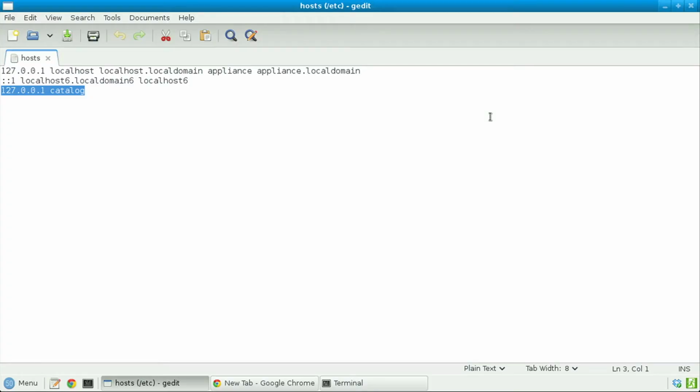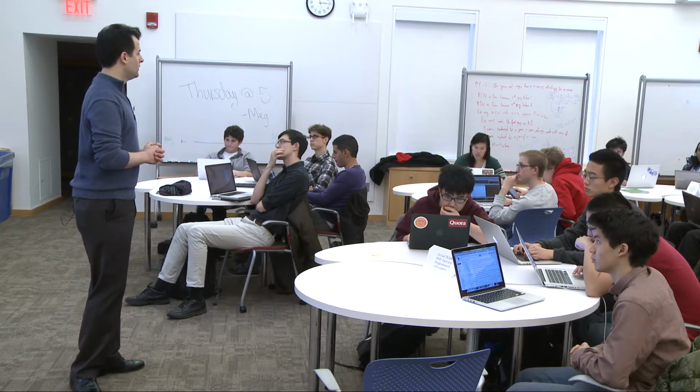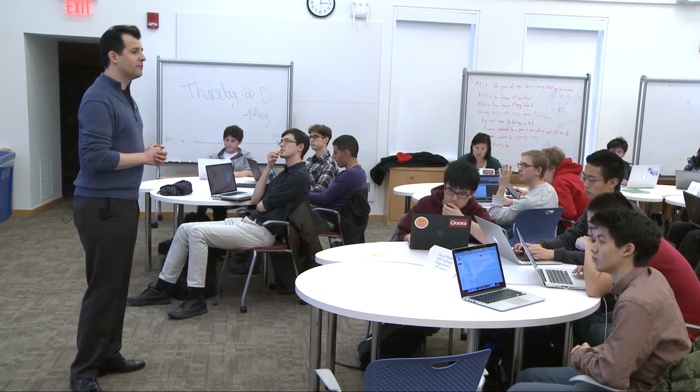So notice what I already did in advance here. If I want to trick the appliance into thinking that catalog is indeed a real website on the internet, I can tell the appliance that its IP address is 127.0.0.1. Now, why that address? What is that IP? Where did it come from? Who did I have to ask for that?